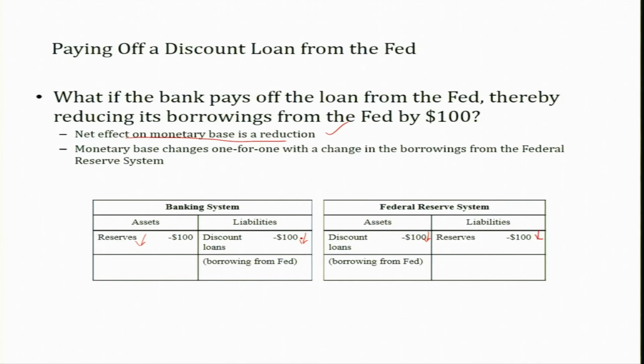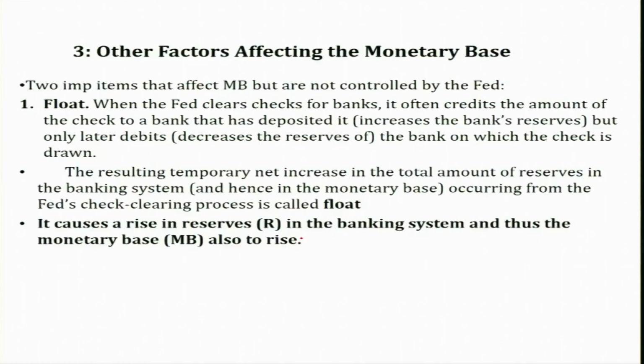So to summarize here, these are the two tools we have discussed. One is open market operations and the other is discount loans. Then the third part is other factors affecting the monetary base. There are mainly two important items that affect the monetary base, but they are not controlled by the Fed. Recall that open market operations and the discount window are what the central bank, the Federal Reserve, can control, but there are two other items that are not in the control of the Fed.